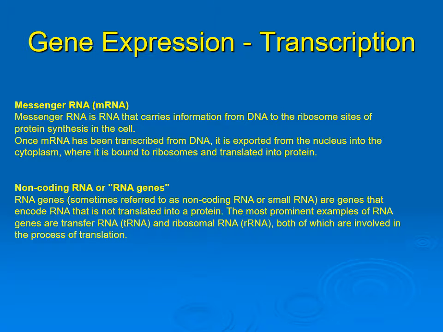So gene expression is known as transcription, turning on and off. Transcription can also produce small ribosomal RNA genes, and these are non-coding or small RNA, RNA that's not translated into a protein, such as tRNA or ribosomal RNA.